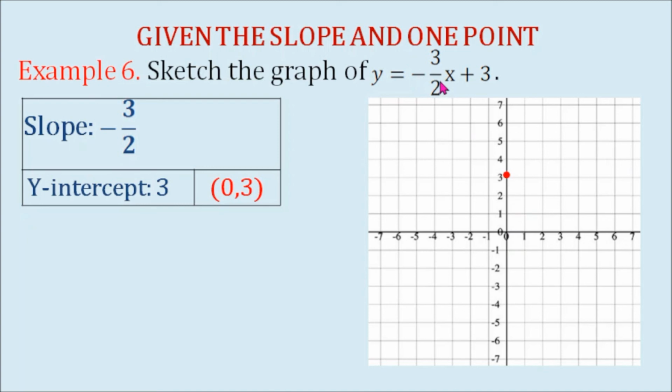Now, our slope is negative. This means our line falls down from left to right. So, we are going to count 3 vertically. So that's 1, 2, 3, that's negative 3. And then 2 horizontally, 1, 2, and we stop here and we find another point. Now we are going to connect these 2 points with a straight line, and this is the graph of y equals negative 3 over 2x plus 3.